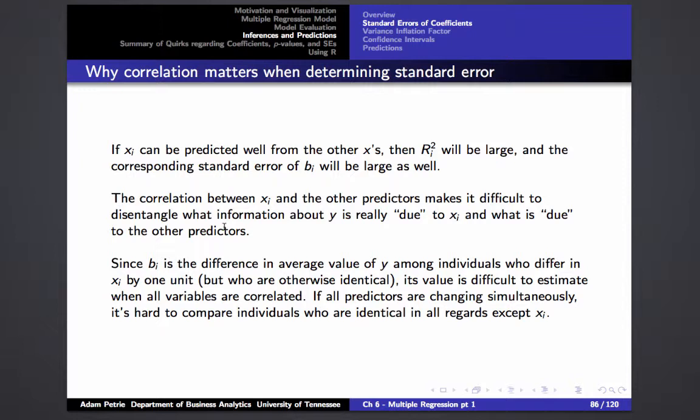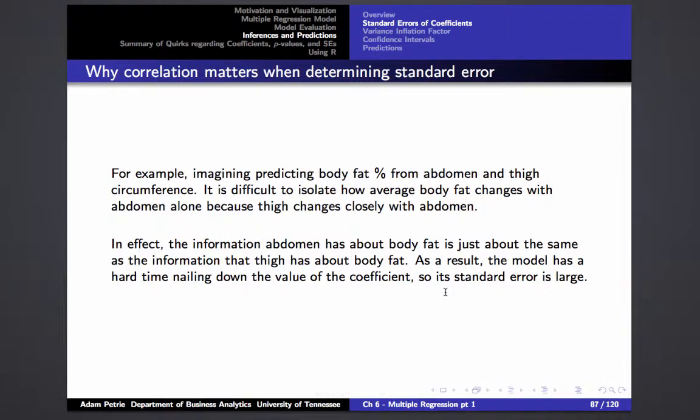It's difficult to have just xi vary by itself while keeping all the other variables constant. So, since the coefficient is the difference in average value of y among individuals who differ in xi by 1 unit who are otherwise identical, its value is very difficult to estimate when there's correlation, because all the predictors are changing simultaneously. It's really difficult to imagine or to find individuals who are identical in all regards except for xi. So, the more information that xi has that's redundant, the more difficult it is to estimate the coefficient.